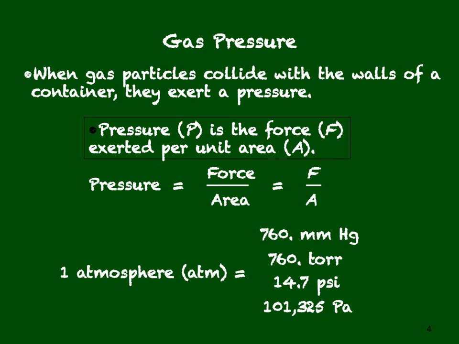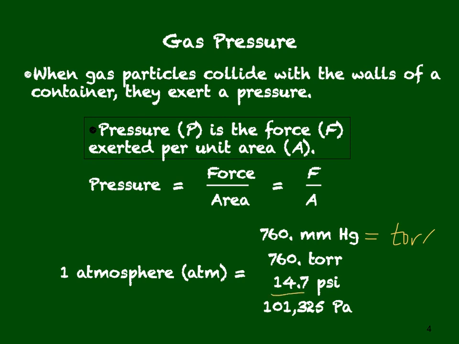Now, we have some other common units. There is the millimeter of mercury. There is the torr. Now you notice 1 atmosphere is equal to 760 millimeters of mercury and 760 torr. Well, what does that mean? Well, that means that the millimeter of mercury is the same size as the torr. So they're the same thing. Torr and millimeters of mercury are exactly the same thing.